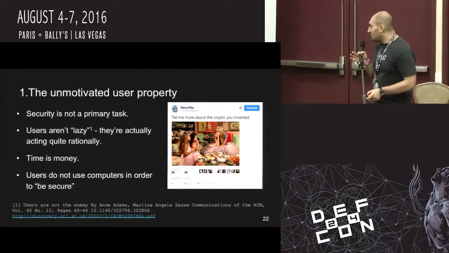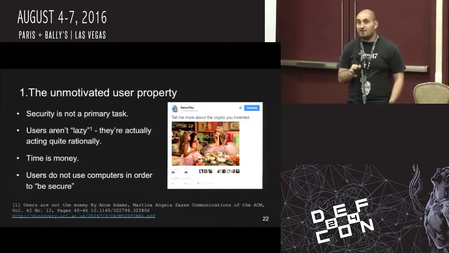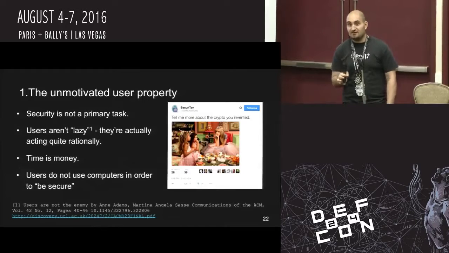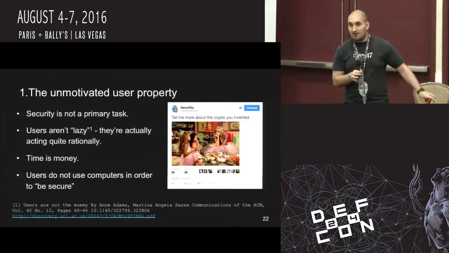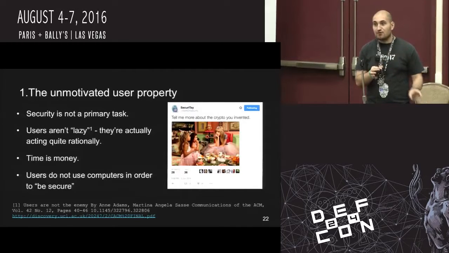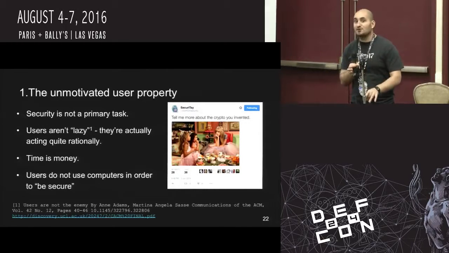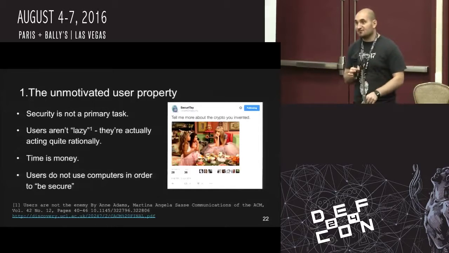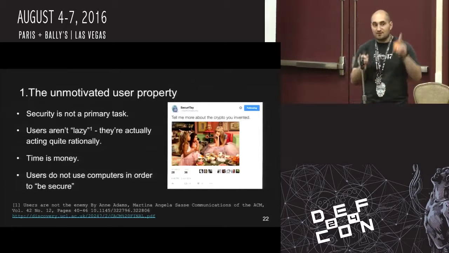The unmotivated user property talks about the fact that security isn't a primary task, that users aren't lazy, they're actually acting quite rationally. These are rational actors. Security is not something they want to do. Their time is of value and it is limited. So they are going to expend the least energy possible on your security system. This is why they're writing their passwords down. This is why they're using dictionary words as passwords. This is why they're doing all the bad things.